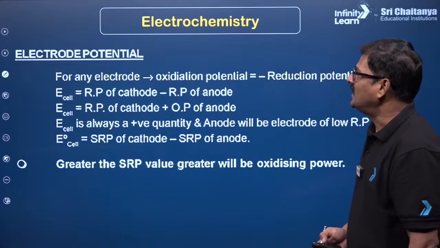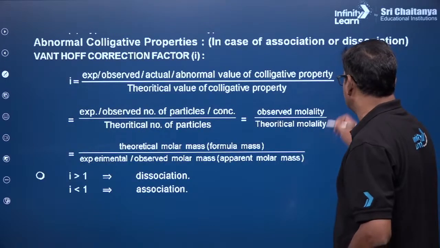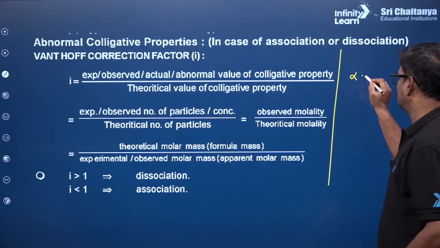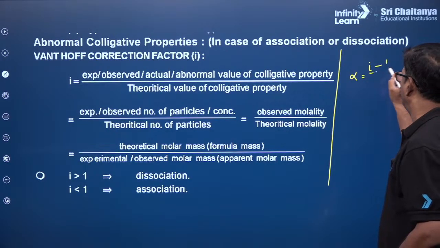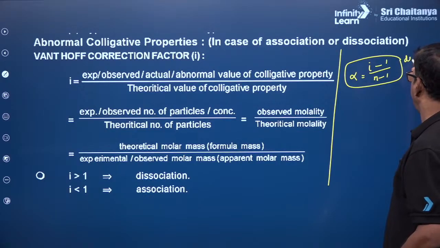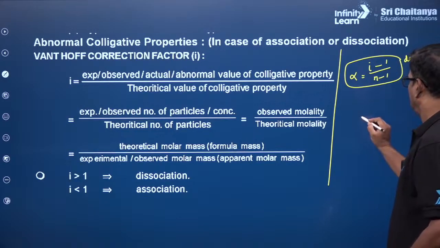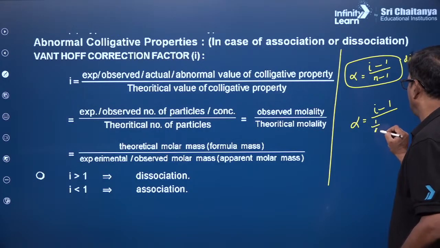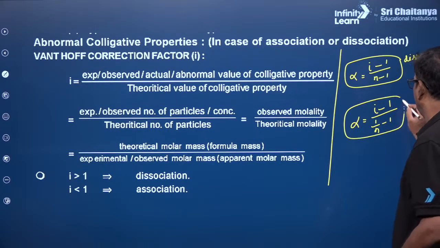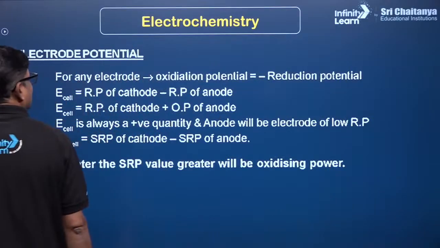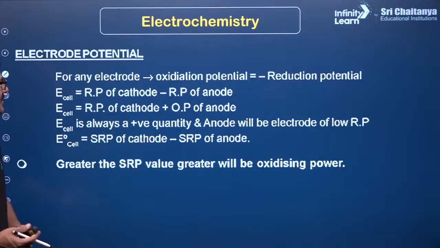That's good. And the relation between i and degree of dissociation: (i minus 1) by (n minus 1), that is for dissociation, and for association it is going to be the corresponding (i minus 1) by (n minus 1) relation. Understand? Dissociation and association. So electrochemistry, quickly do it.